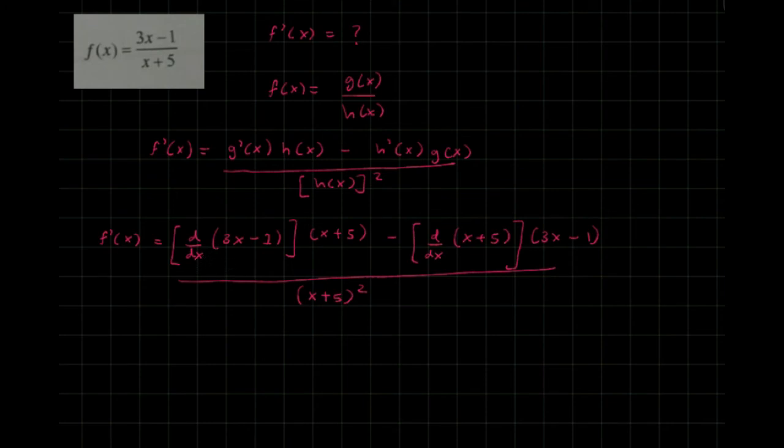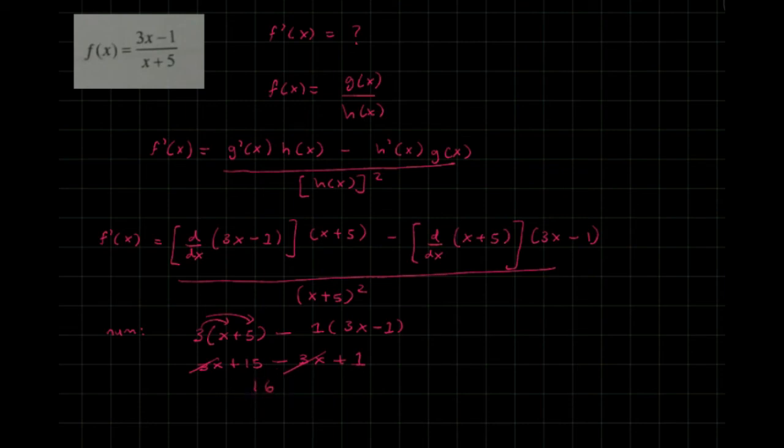If I clean this up a little bit, the derivative of 3x minus 1 is 3 times x plus 5, minus the derivative of x plus 5, which is 1, times 3x minus 1. I'm just going to work on simplifying the numerator first, and then I'm going to combine the denominator. So if I expand this out, this is 3x plus 15 minus 3x plus 1. In this case, 3x minus 3x is 0, and then you get 15 plus 1 is 16.